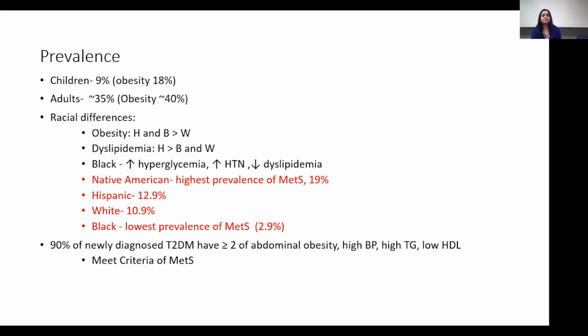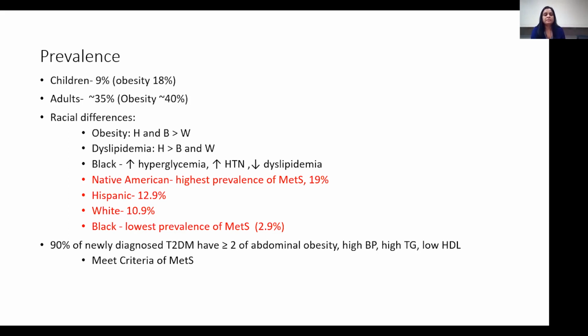Dyslipidemia is seen more in Hispanics than in Blacks and whites. And in Blacks, there is an increased incidence of hyperglycemia, so diabetes, which is another horrible disease. These are all just statistics. It doesn't mean these patients don't suffer in the long term. In my mind, I think they all have the same risk. But for statistical purposes, there is increased diabetes and increased hypertension and decreased dyslipidemia in Blacks.